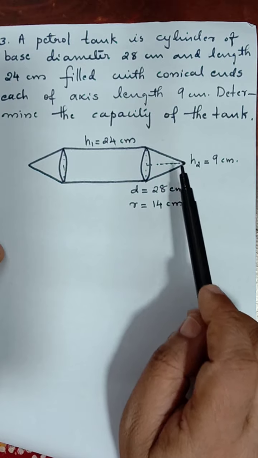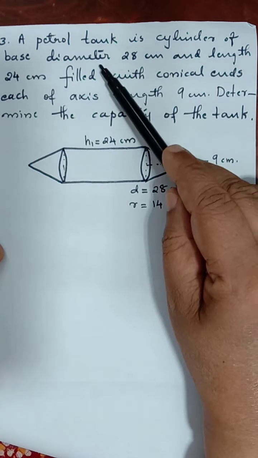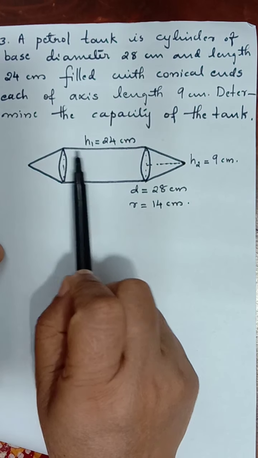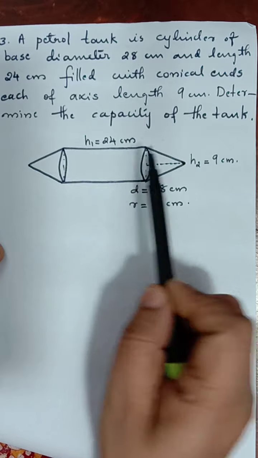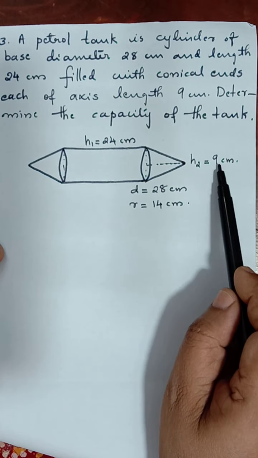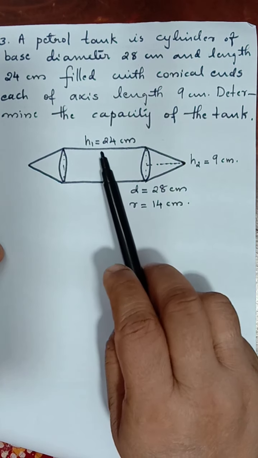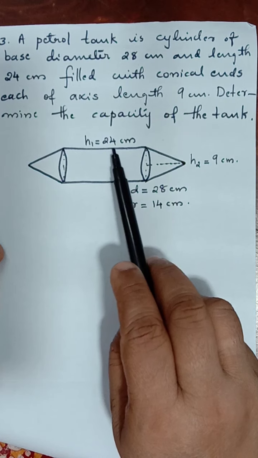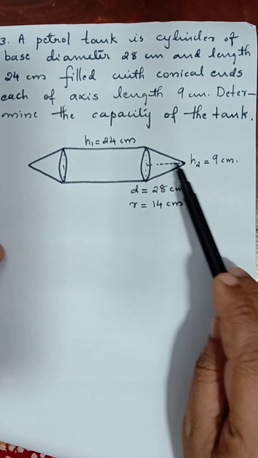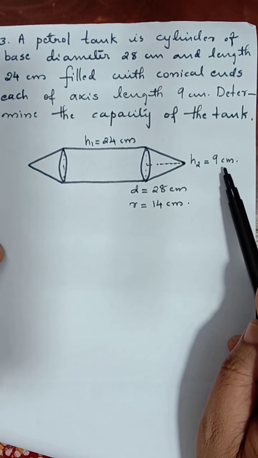So when we mark, we have to be careful. Cylindrical portion, cylinder of base diameter 28 centimeter and length 24. So cylinder's length is 24 centimeter. Conical ends having axis length 9 centimeter. So this length or height we will call: first one, the cylinder, we will consider as h1 is equal to 24 centimeter. And here this is conical height, h2, that's equal to 9 centimeter.